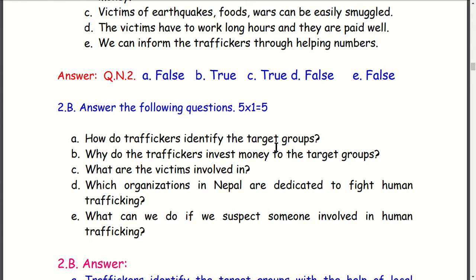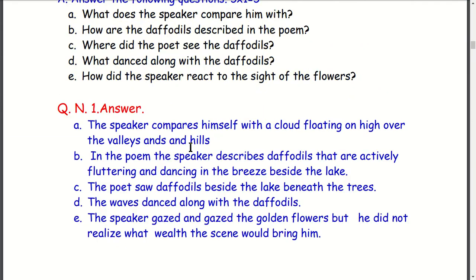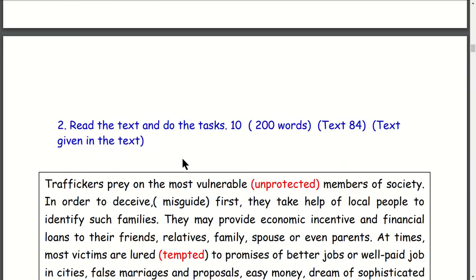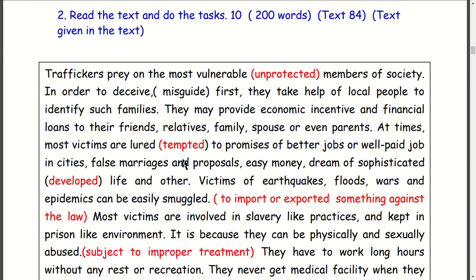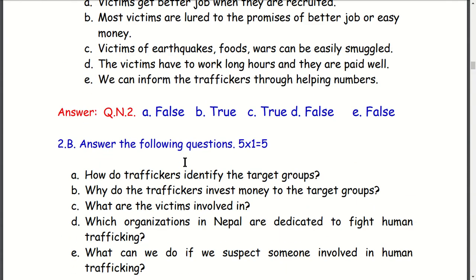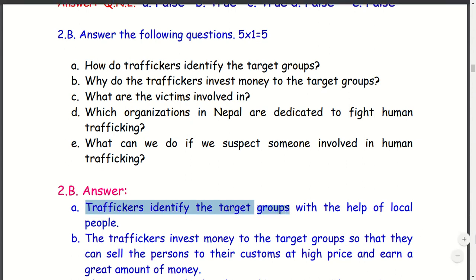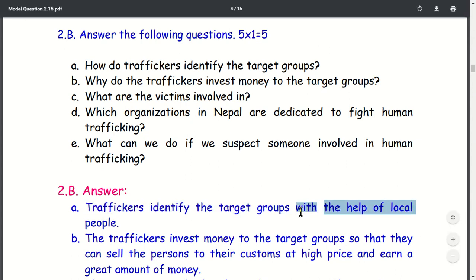How do traffickers identify the target group? In the passage here you'll find the answer. It should start with: how do the traffickers. The traffickers identify the target groups with the help of local people. It's very easy here. The answer is there. They look with the help of local people. This is the keyword here. We have to write in a complete sentence here, so that you will get marks.